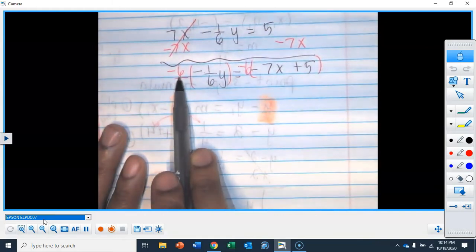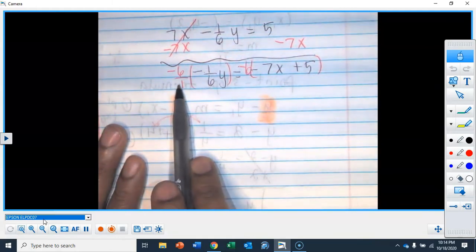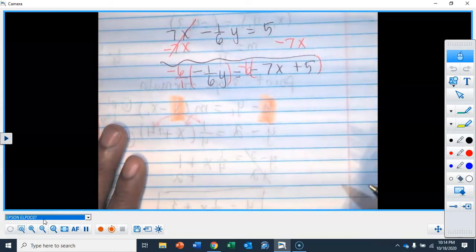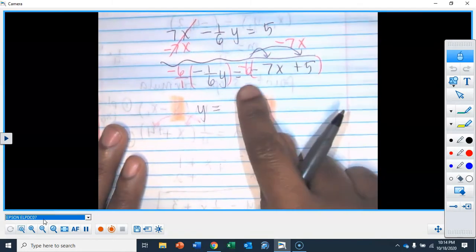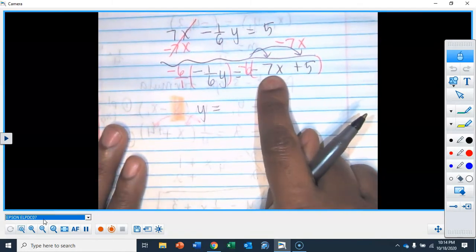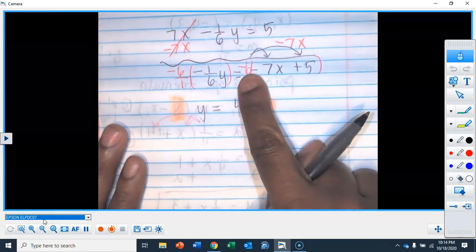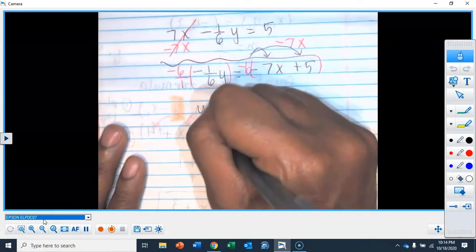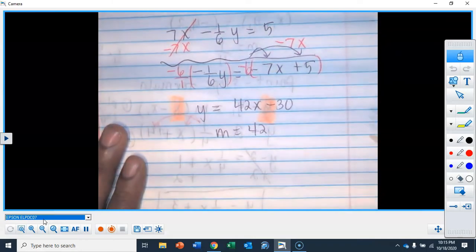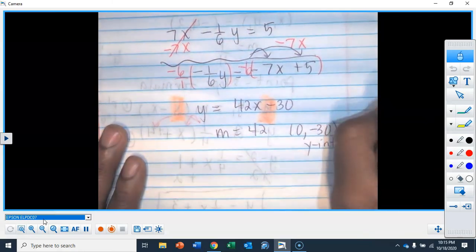So again, ready? Look very carefully. Negative 6 times negative 1 is positive 6, divided by positive 6. 6 over 6 is 1y. So it just cancels out. Equal, do the distributive property. This is a negative 6 times a negative 7. This is a positive 42x. And then negative 6 times 5 is negative 30. So what is our m? Our m is equal to 42. And (0, negative 30) is our y-intercept.